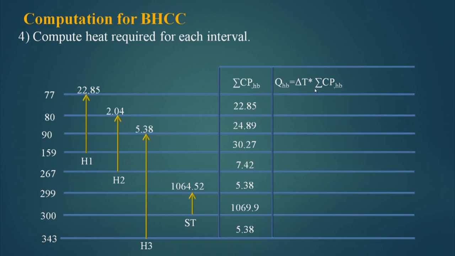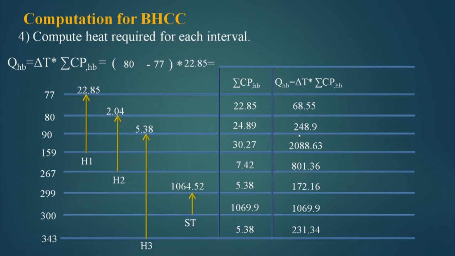Then after computing this, we will find out the heat required for each interval, QHP, which is equal to delta T into the summation of the Cp values. So, this will be delta T, here 80 minus 77 is 3, into 22.85, which is 68.55. So, this goes here.